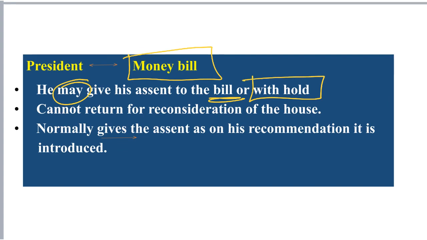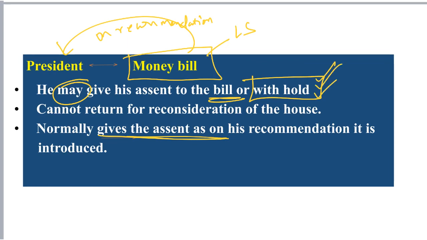Remember that I first told you that a money bill will be introduced in the Lok Sabha only on the recommendation of the President. That is the reason, because this bill was already presented on the recommendation of the President, he usually cannot give his assent on this recommendation. But remember, he can still withhold it if he feels that, although on his recommendation this money bill was introduced in the Lok Sabha, the Lok Sabha has changed a lot of things. Here the President can withhold the money bill.